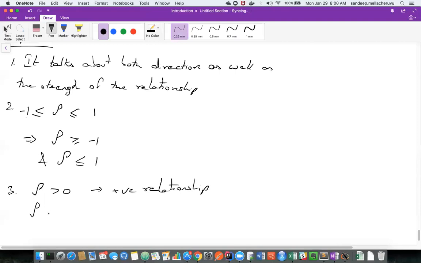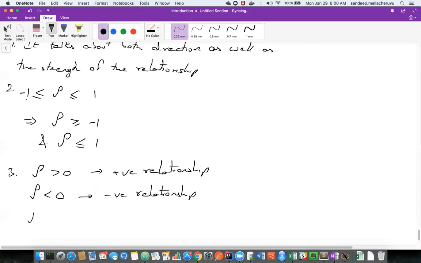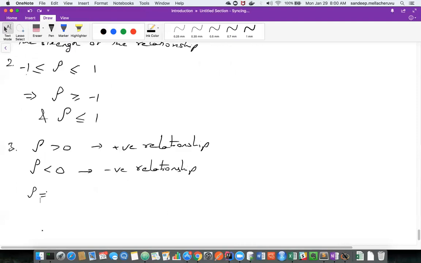Okay. Rho less than 0: negative relationship. The question is, will you ever get rho equal to 0? May not be. Most probably, I have never seen 0. Perfect 0, I cannot see. So instead of writing rho equal to 0, the better way is rho is approximately equal to 0. What happens? No relationship.